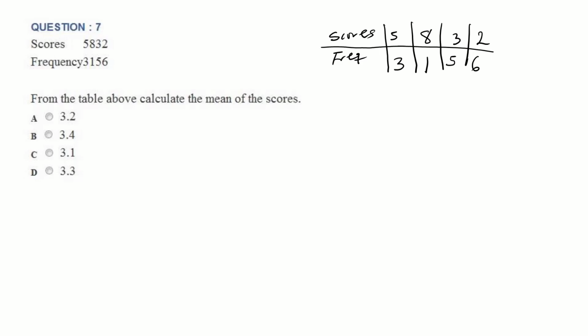So the question says, from the table above, calculate the mean of the scores. So note that if you are given a frequency distribution with the frequency and the scores, and you have to calculate the mean, the formula to be used is mean equals the summation of fx over summation of f. So what you do is that you multiply each of the scores with the respective frequency, you find the sum, that is the summation of fx, and we divide it by the summation of the frequency. So here let's look for fx. So I'm going to extend this table.